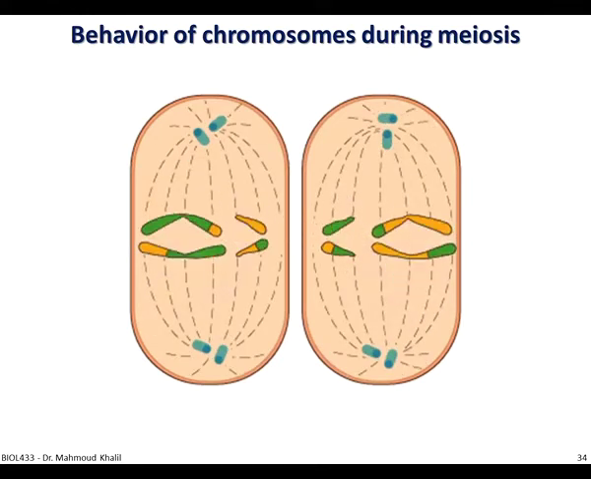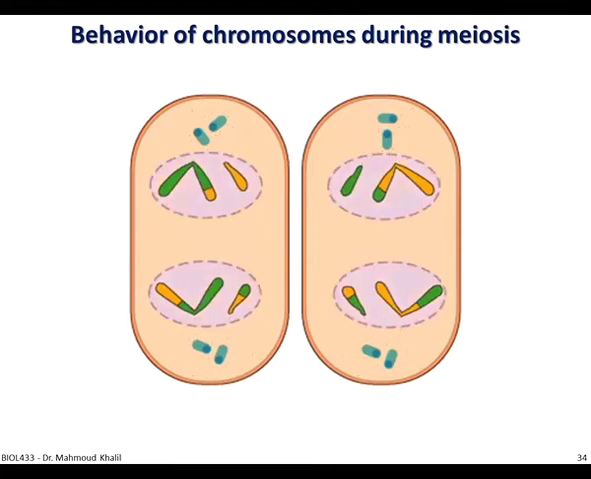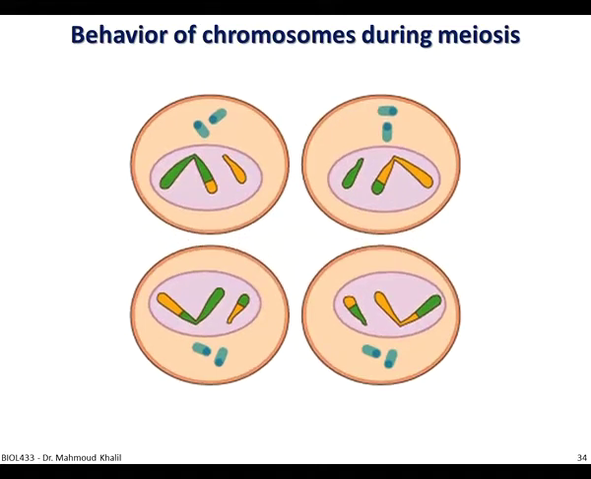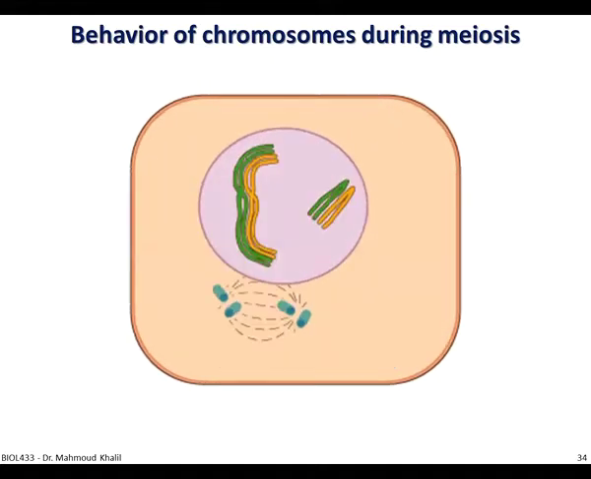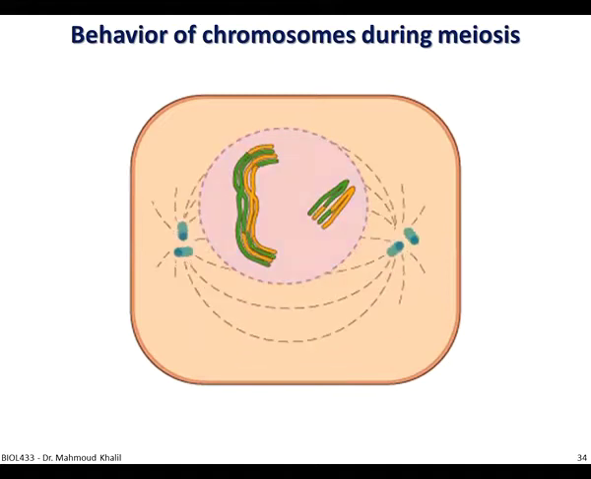In cytokinesis, the two cells are separated, each with its own chromosomes. Soon the process is repeated, but in this case it's the second meiotic division. So you can see now four haploid cells are formed. Again, you can see the animated figure.